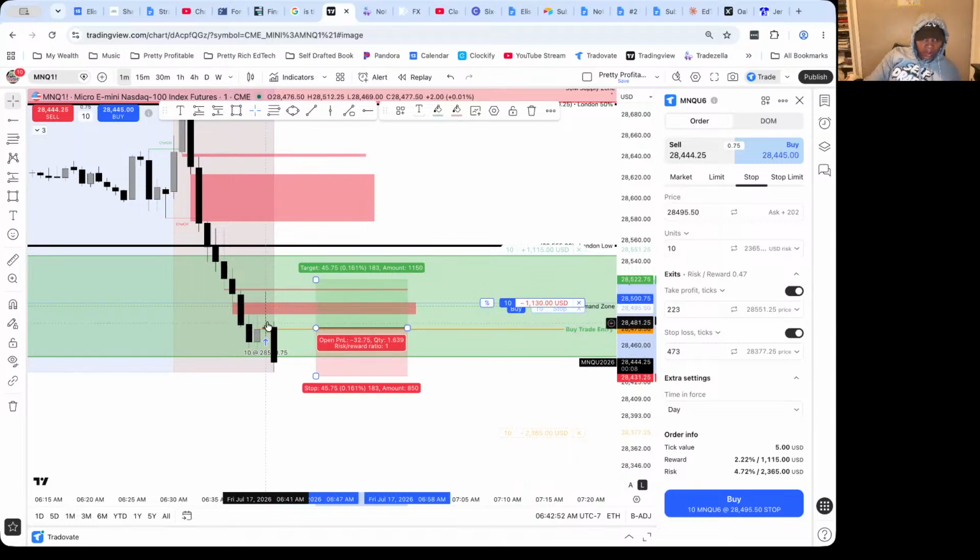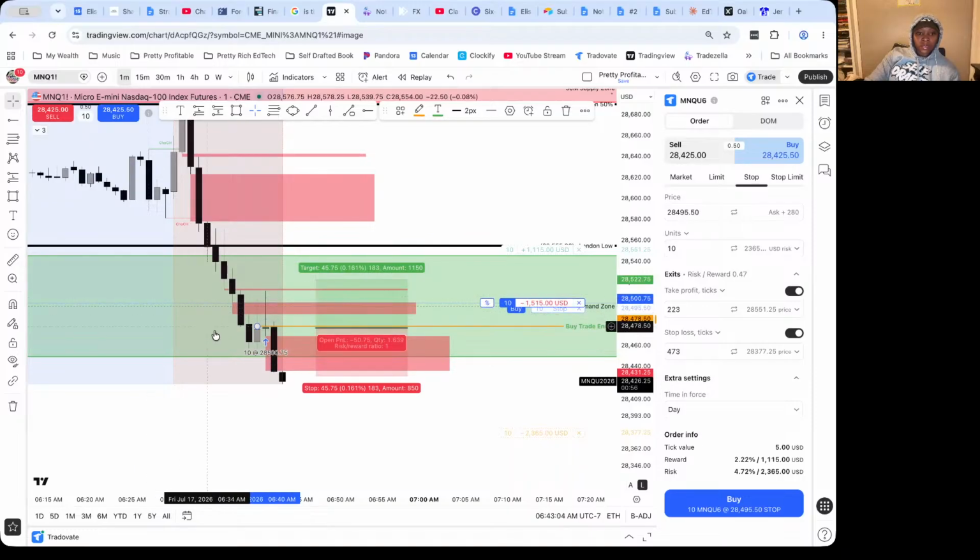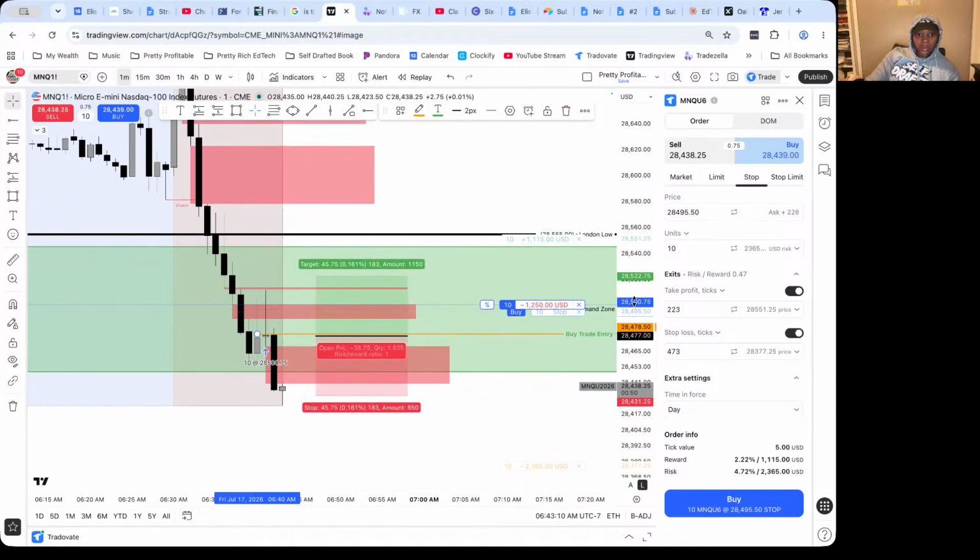Because this should have been my rejection candle, not this one. This was cool, but I could have been more patient, because then I should have entered above there. And now this zone is invalidated. Now I'm holding this trade, y'all. Jesus.